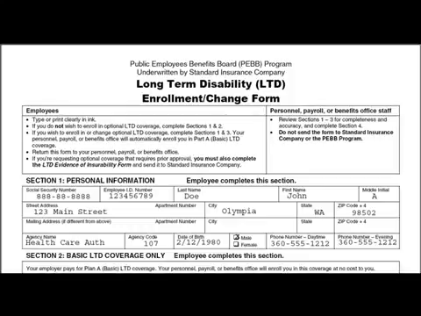The enrollment change form is used when enrolling or making changes to your optional long-term disability coverage after the first 31 days of becoming benefits eligible. You may make changes to your long-term disability coverage at any time. Depending on the change you are making, carrier approval may be required.